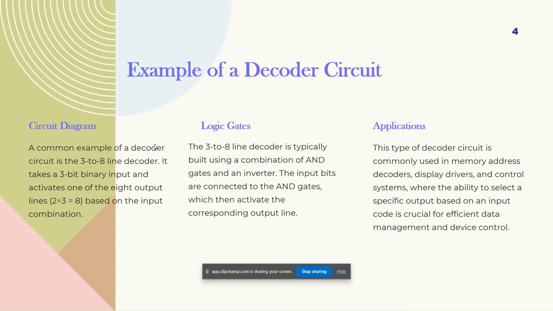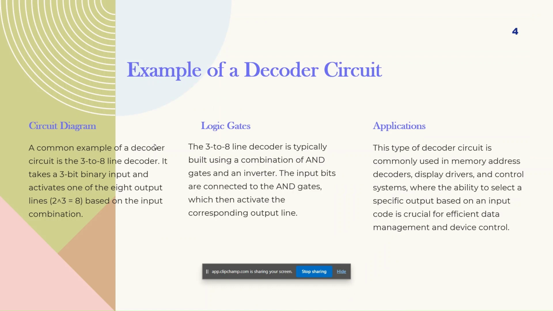Examples of decoder circuit. Circuit diagram. A common example of a decoder circuit is a 3 to 8 line decoder. It takes a 3-bit binary input and activates one of the 8 output lines, 2^3 equals 8, based on the input combinations.